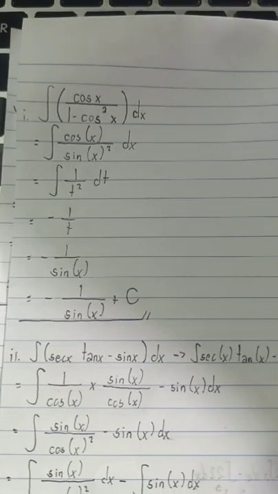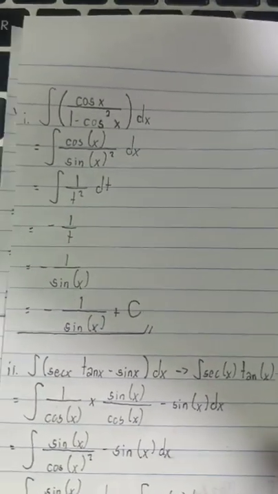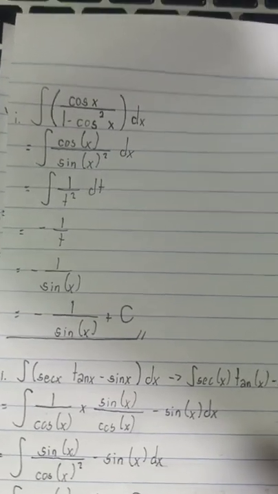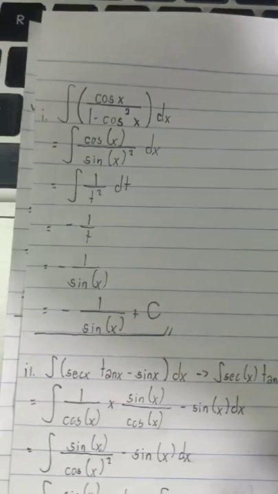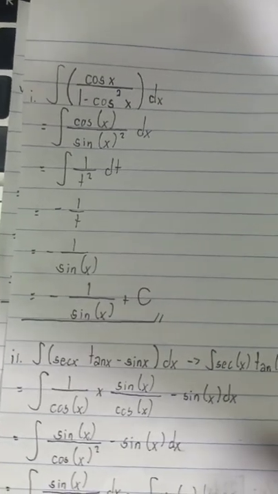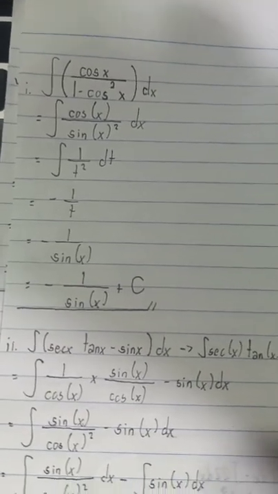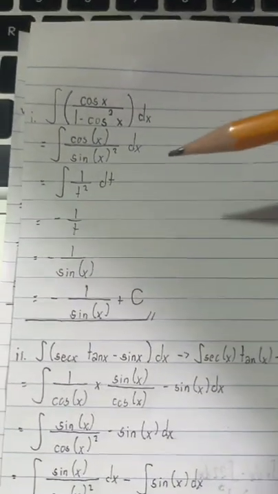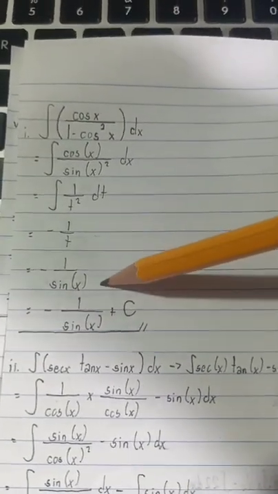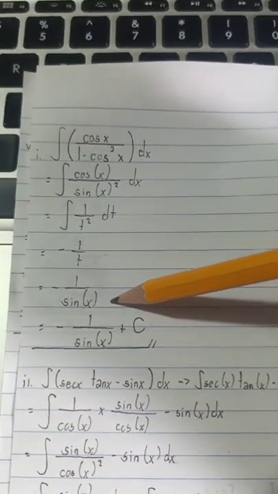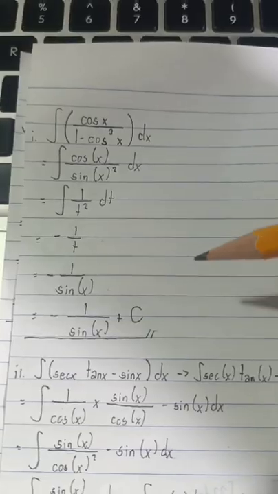And the next is that we evaluate the integral by using the integral of x raised to n dx equals negative 1 over n minus 1 times x raised to n minus 1, where n is not equal to 1, to evaluate the integral. And then the next is that we substitute t back to sine x. And then now we get the final answer, which is negative 1 over sine x plus c.